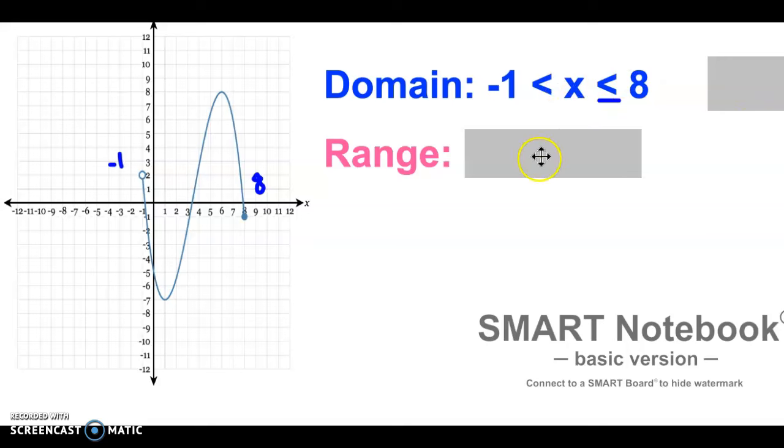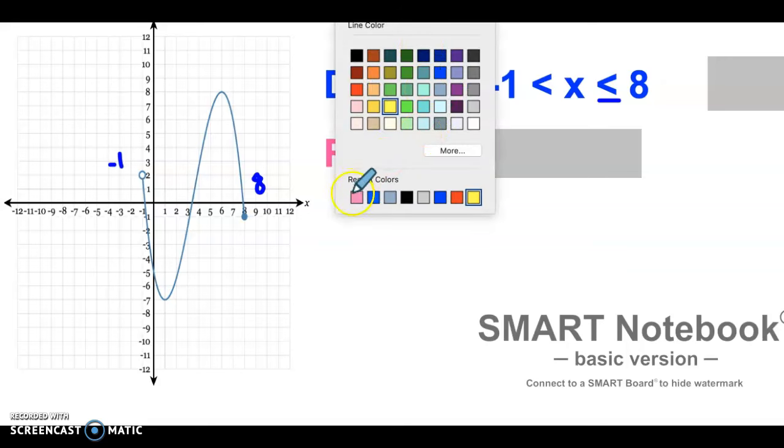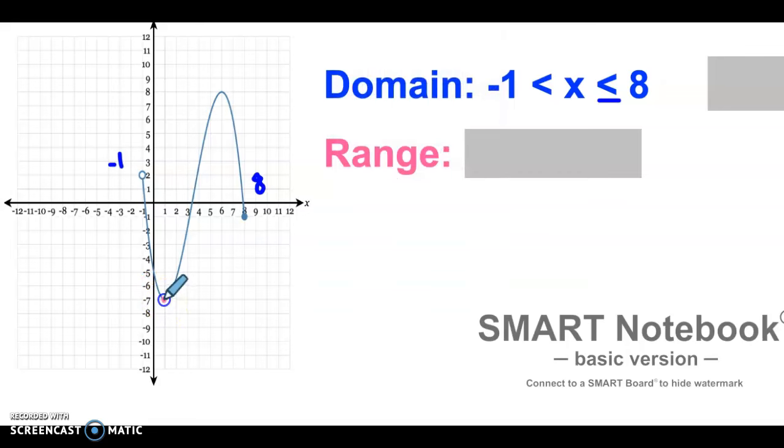All right, then to find the range. Now we're looking at the smallest y value and the biggest y value that we have. So let's look for the lowest point on our graph. The lowest point on our blue graph, not on the entire coordinate plane, but just on the blue graph, on the function that we're talking about, is -7. The y value down there is -7. Then we want to look for the highest point on our blue function here, which is 8. The y value there is 8.